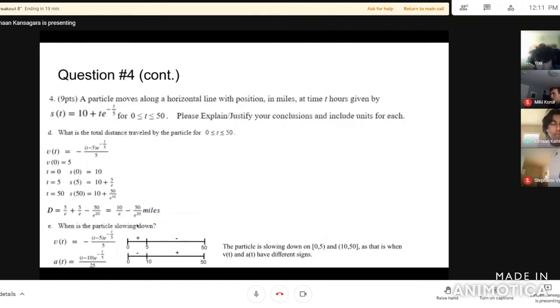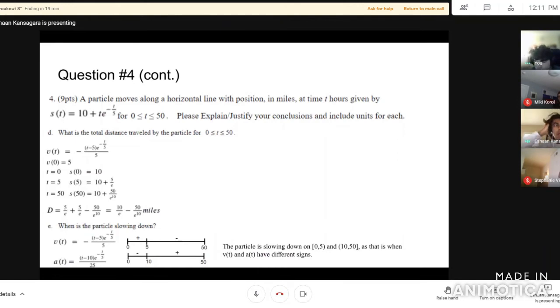And then for E, it was asking when it was slowing down. And recalling from class, we defined that as when v of t and a of t had opposite signs. And so to do this, I just drew number lines for both to see when they were positive and negative. And then I was able to look at the number lines and find the intervals, 0 to 5 and 10 to 50.